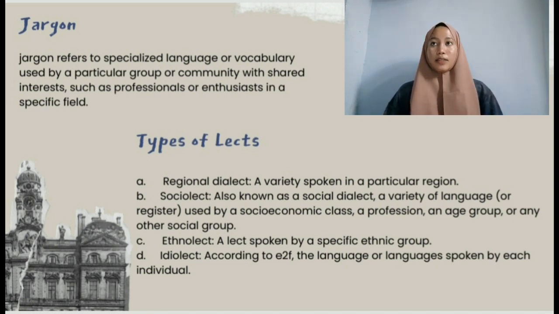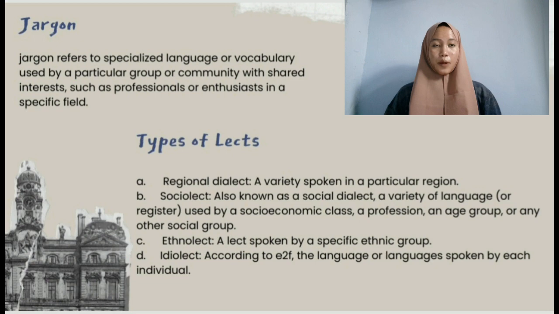Next to jargon. Jargon refers to specialized language or vocabulary used by a particular group or community with shared interests, such as a professional or enthusiasts in a specific field. This specialized terminology may be technical or obscure to those outside the group, serving as a form of in-group communication. Jargon helps facilitate communication among members of the community who have a common understanding of the terms, but it may be challenging for outsiders to comprehend without the necessary background knowledge.